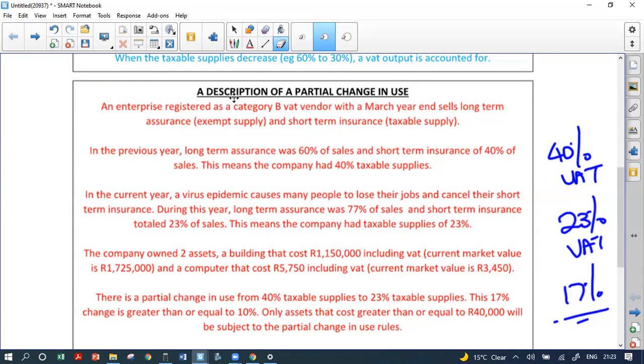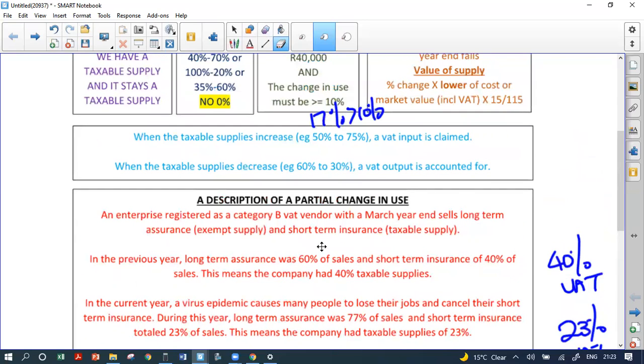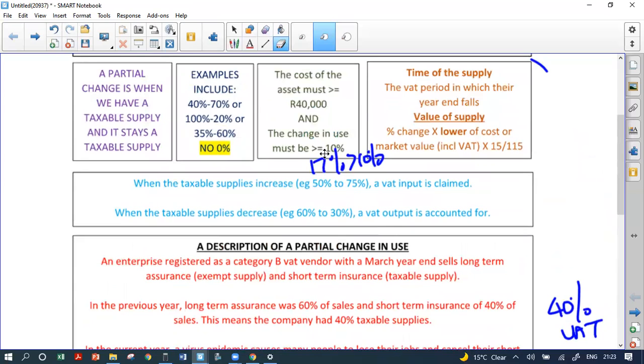It happens once a year at the end of the year. We look at our sales for the year and we see whether it has moved more than 10%. If it's moved more than 10%, we need to do a VAT adjustment. And that's called a partial change in use.